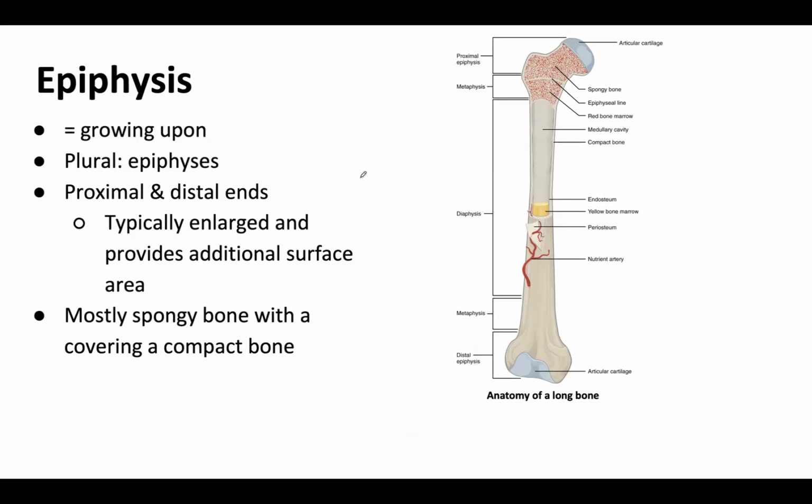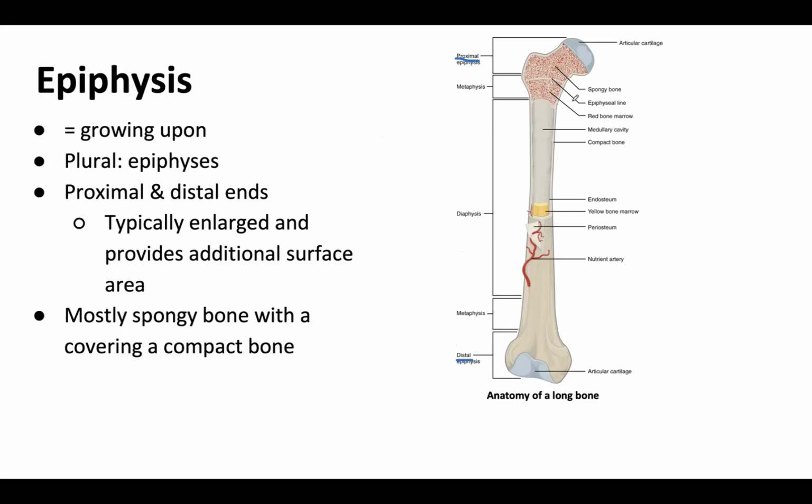Epiphysis means growing upon. Think growing upon the diaphysis. And there are typically two epiphyses on a long bone, but there can be more epiphyses in more complicated long bones. When there are two, these are typically located on the proximal and the distal ends of the long bone. And epiphyses are typically enlarged in comparison to the diaphysis, so it's wider, allowing for additional surface area, which is important in terms of joint formation.